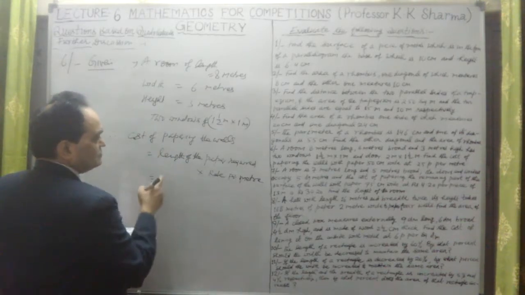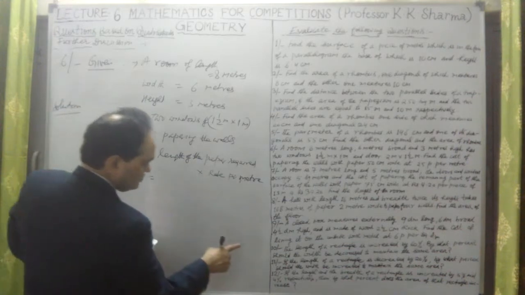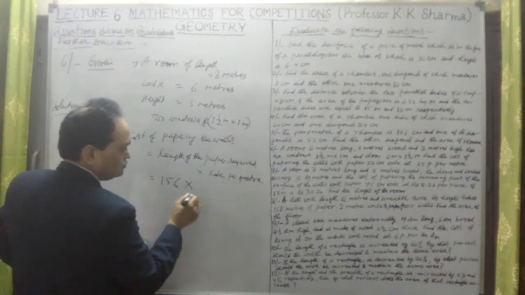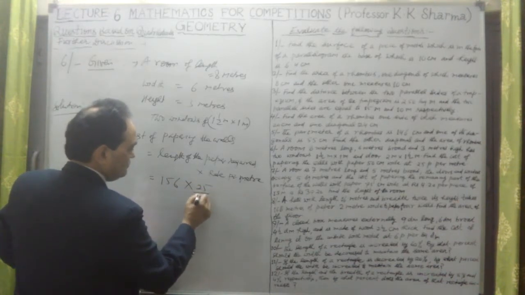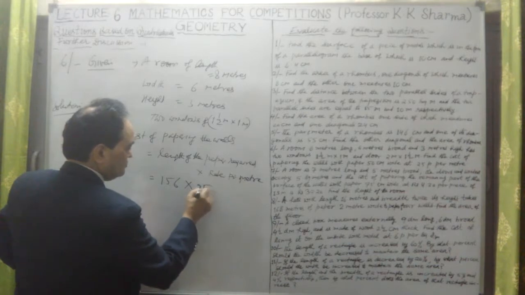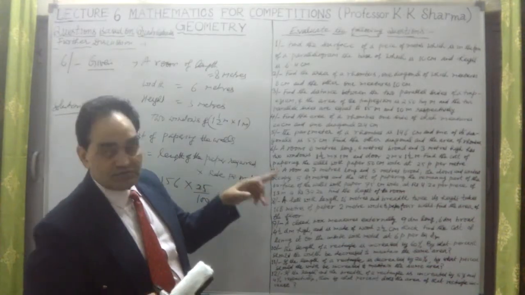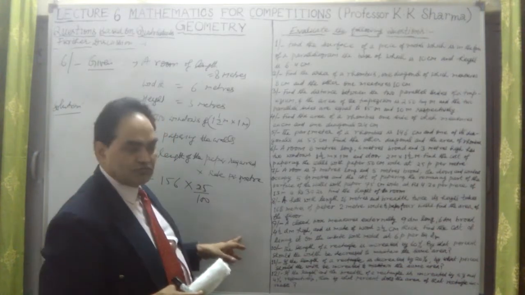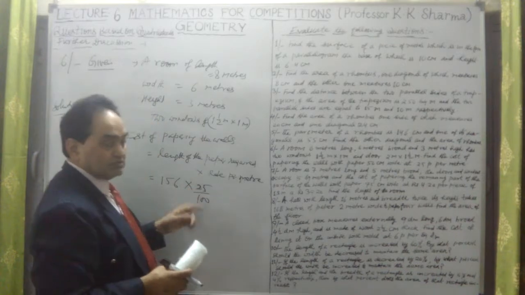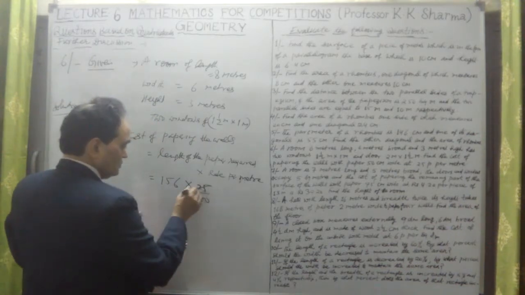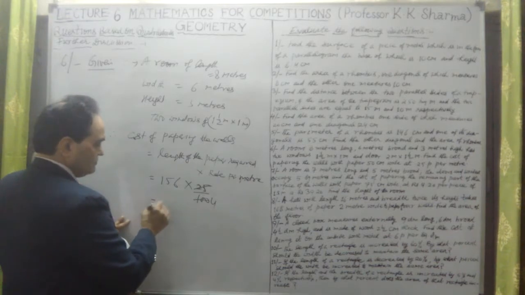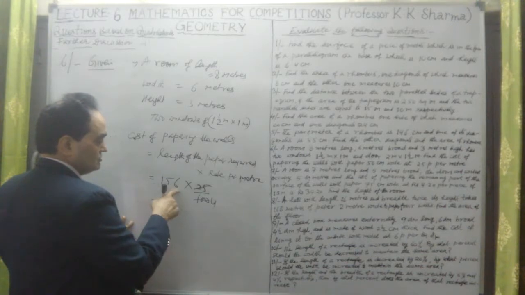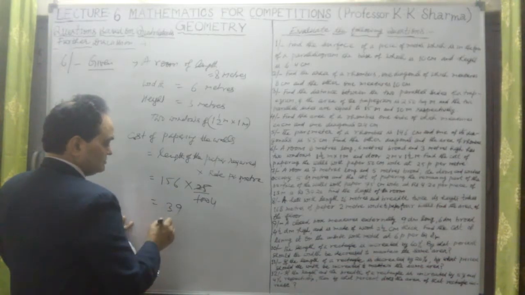So what is that? Length of the paper was 156 meter into 25 paisa upon 100. This is in rupees now, as it was 25 paisa per meter. 78 into 2 is 156 meter, the length of the paper. So 25 fours are 100, divided by 4. 4 threes are 12. Remaining value is 36, and 4 nines are 36. So rupees 39.